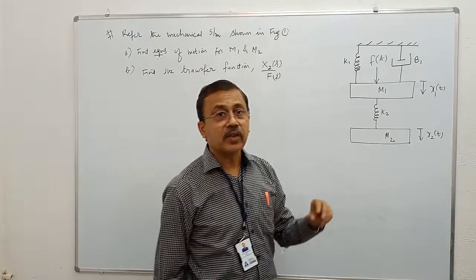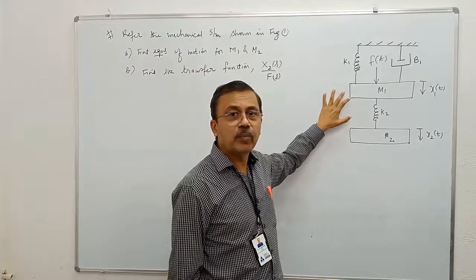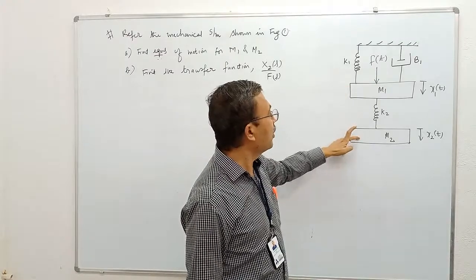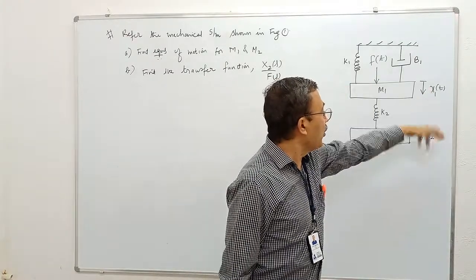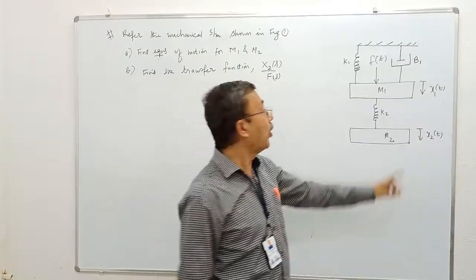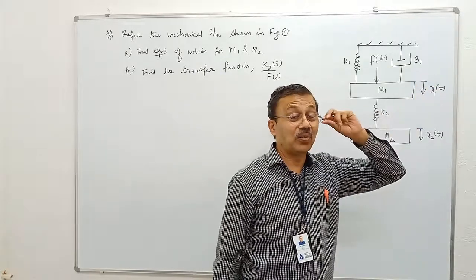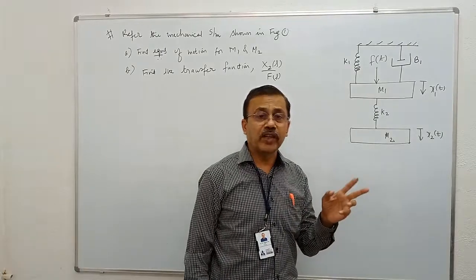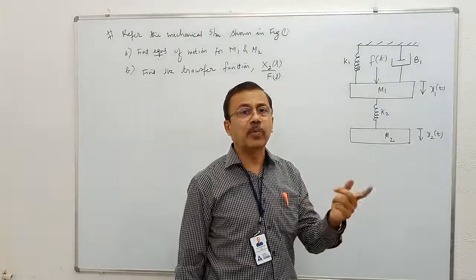Again, I repeat, minimum number of displacements must be equal to number of masses. There are two masses here. Therefore, rightly we have got two displacements in the form of x1 of t and x2 of t. Second point is displacements on either side of a spring and a damper must be different.